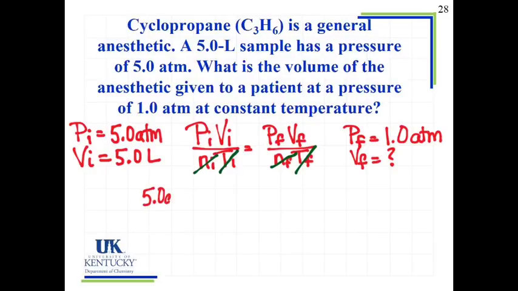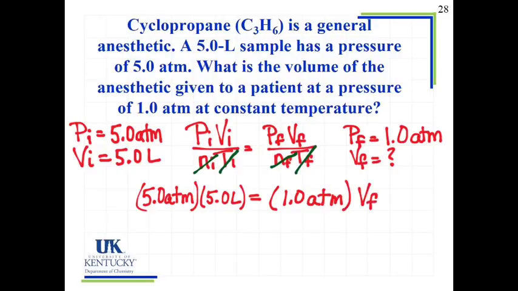Now we can plug in the values we know. We know our pressure and volume initially, and we know our final pressure. We're going to leave Vf in because that's the unknown we're solving for. And now we can say Vf is equal to 25 liters.